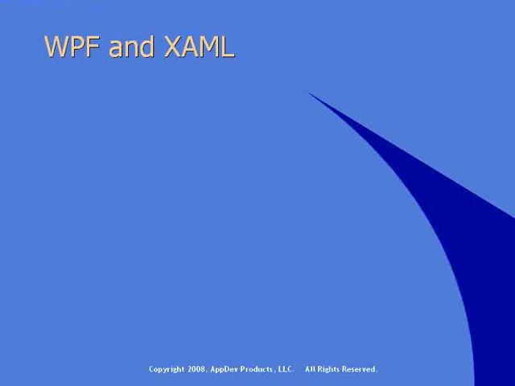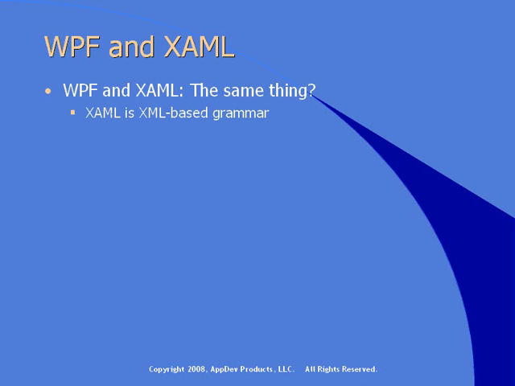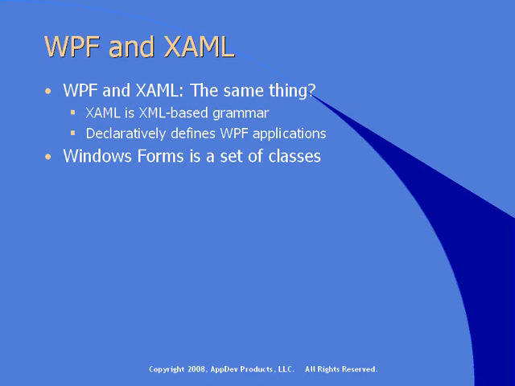If you've heard about WPF, you've probably also heard about XAML. Are they the same thing? What is XAML? Well, XAML is an XML-based grammar. It declaratively defines WPF applications. Windows Forms, think back, is just a set of classes. The deal is WPF is a set of classes too. There are classes in the .NET framework that make up every WPF control, and every WPF property is a property that's defined in the .NET framework.